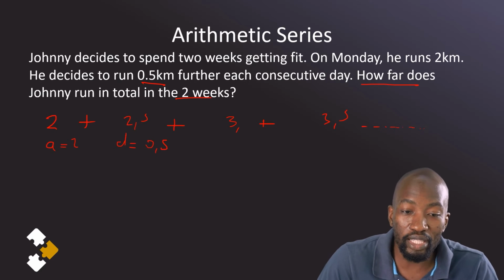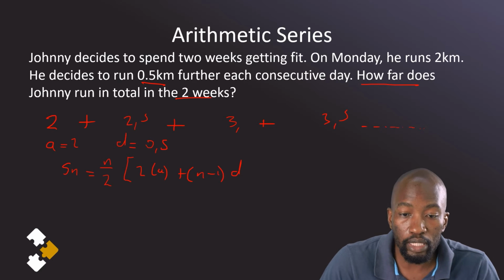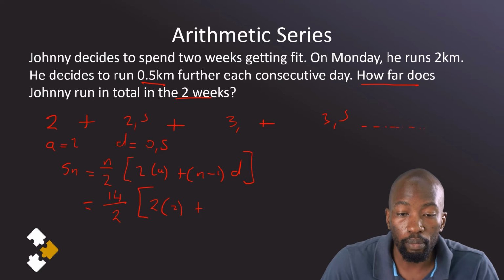Now let's use the formula. Sn is equal to n over 2 into 2a plus n minus 1 multiplied by d, close the bracket. So, what else do we know? We know that n is 14 over 2. Then 2, what is the a value? It's 2. Plus n is how much? 14. So we'll say 14 minus 1. What's the common difference?